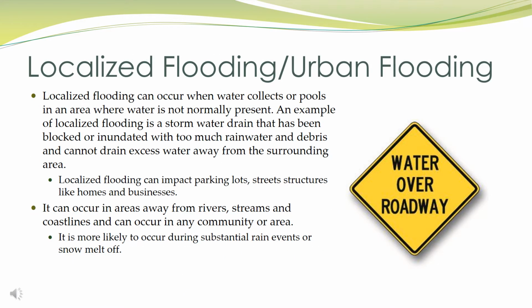Localized flooding, also known as urban flooding, is another type of flood. Localized flooding can occur when water collects or pools in an area where water is not normally present. An example of localized flooding is a storm drain that has been blocked or inundated with too much rainwater and debris and cannot drain excess water away from the surrounding area. Localized flooding can impact parking lots and can impact street structures like homes and businesses. It can occur in areas away from rivers, streams, and coastlines, and can occur in any community or area. It is also more likely to occur during substantial rain events or during snow melt-off.